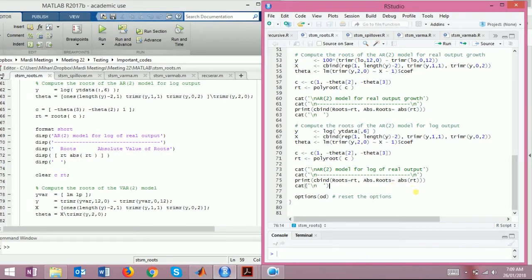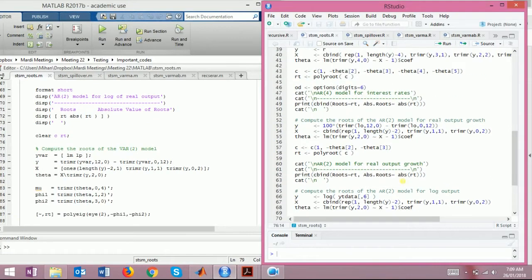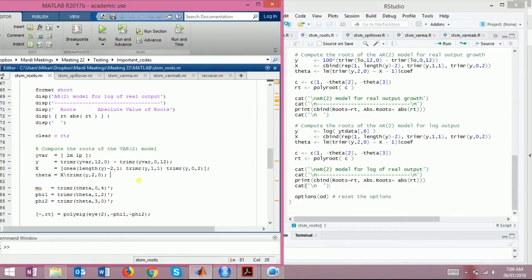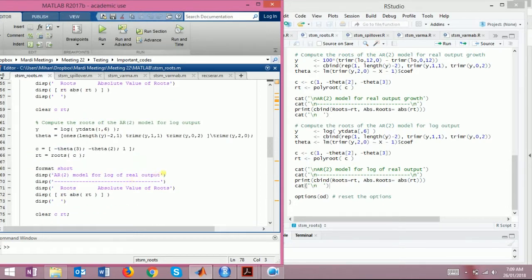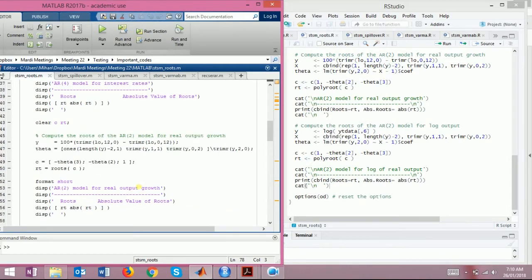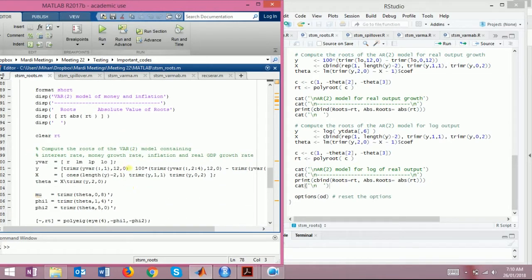Now let's look into the VAR model. Is there anything else in the VAR model? Nothing new in the VAR model basically. This time we have Y VAR, that's all. The VAR is created with multiple variables. Everything else remains exactly the same. Just the input changes.